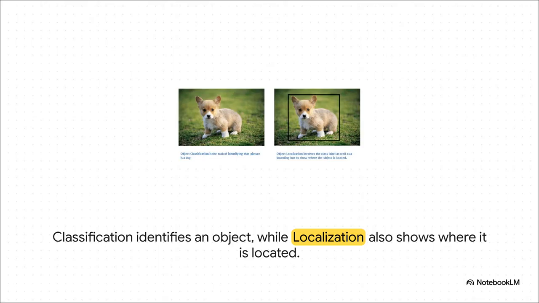And here you can see two of the most important tasks in action. The first one is classification. That's just identifying what's in the image. It says, hey, that's a dog. The second one, localization, takes it a step further. It draws a box around the dog and tells us where it is. That simple addition of where was a total game changer, and it's what makes things like self-driving cars even possible.